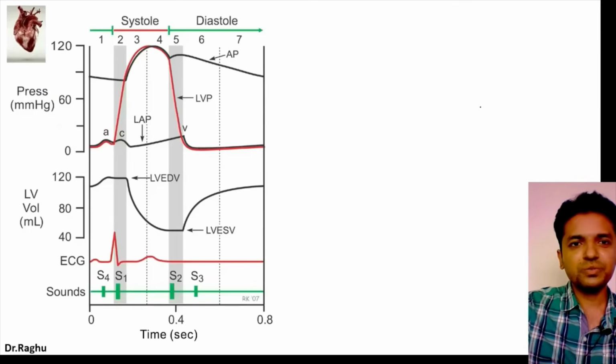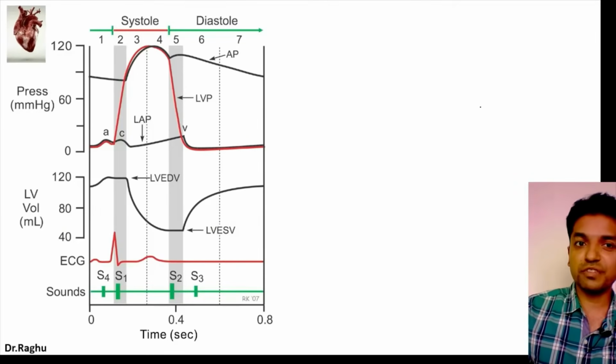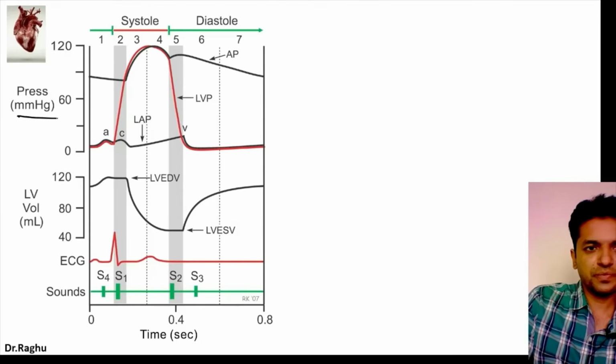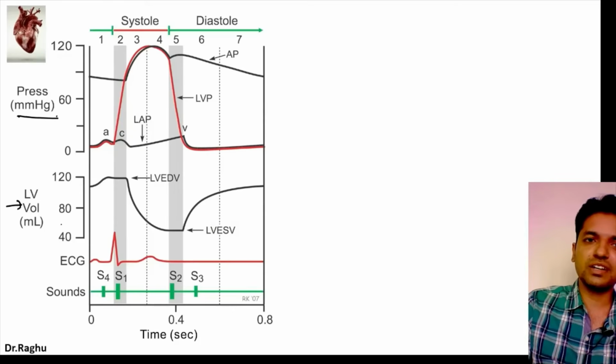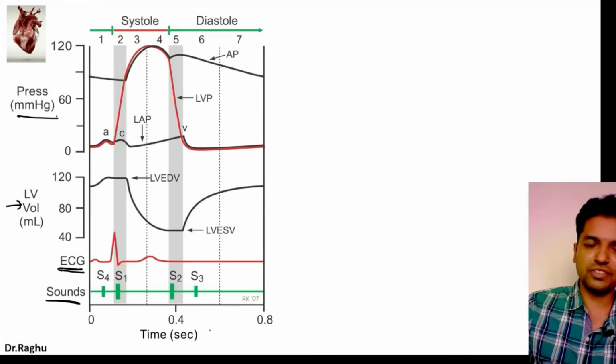Okay, now let's go to this diagram, and this diagram is what is called the Wiggers diagram. In this Wiggers diagram, there is pressure, there is volume. So in the Wiggers diagram, basically we are concerned with the pressure changes and the volume changes of the left ventricle. The third thing we will concentrate on is the ECG changes. The fourth thing we will concentrate on is the heart sounds.